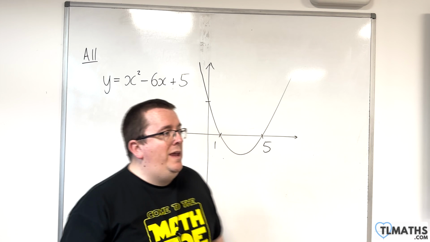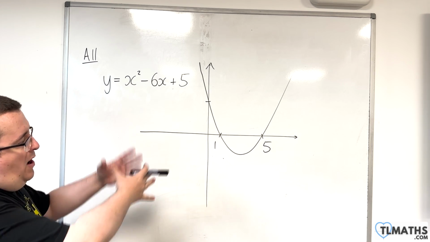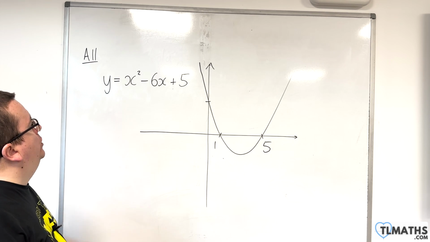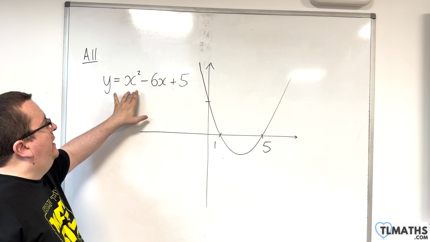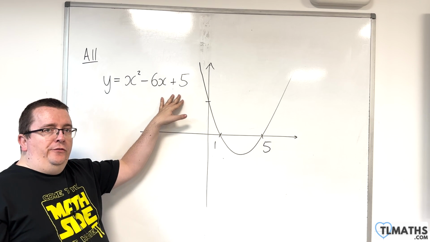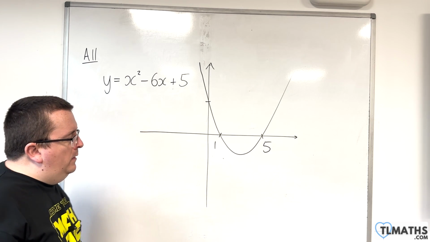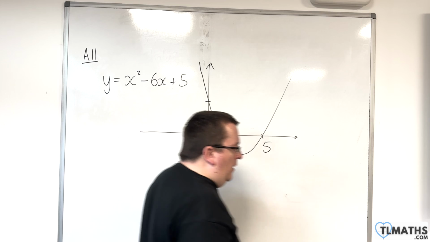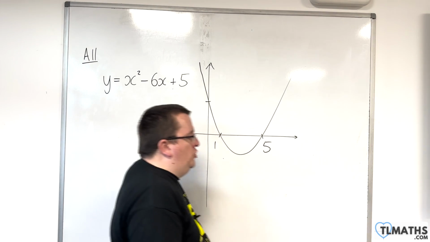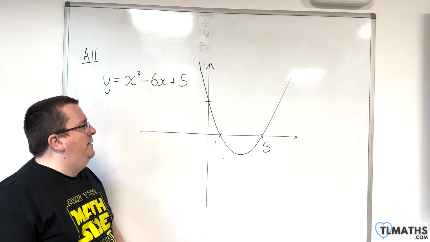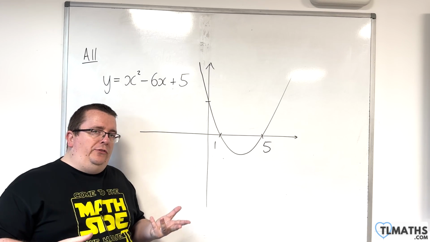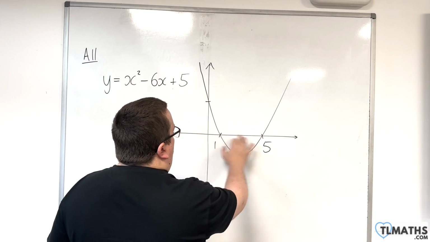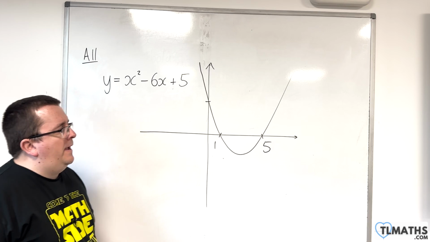So in this video we have a partly drawn sketch of this quadratic curve, y equals x squared take away 6x plus 5. Okay? Now, I've already sketched the shape, the parabola, and I've already identified where it's crossing the x-axis, and that's at 1 and 5. Okay?